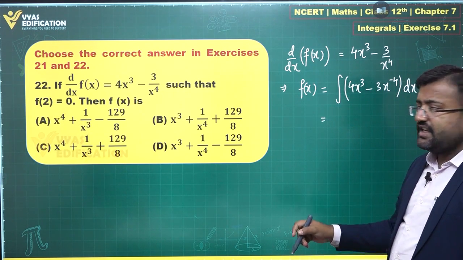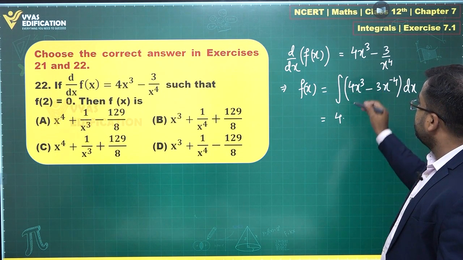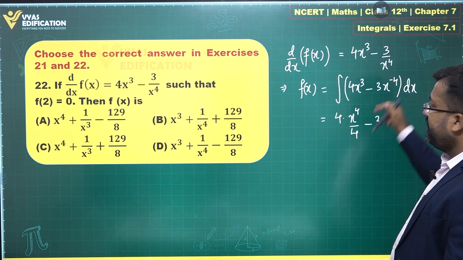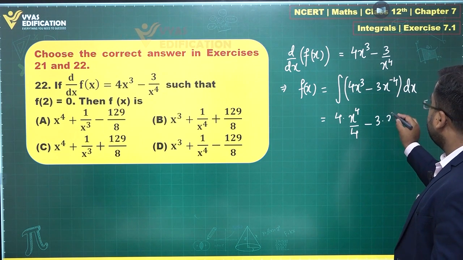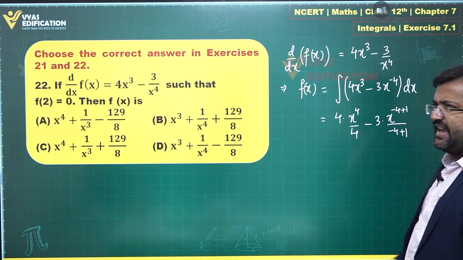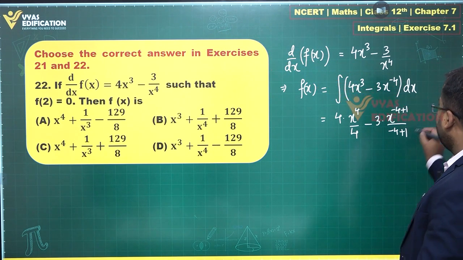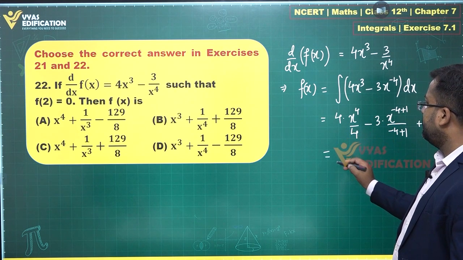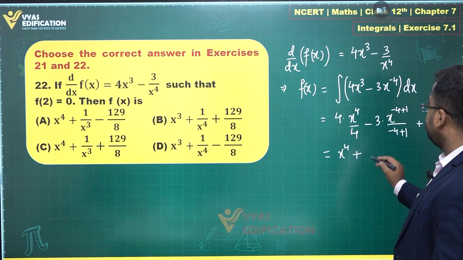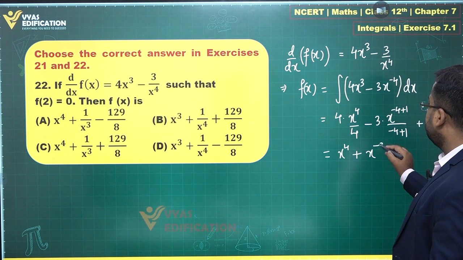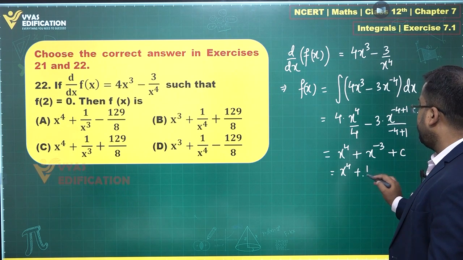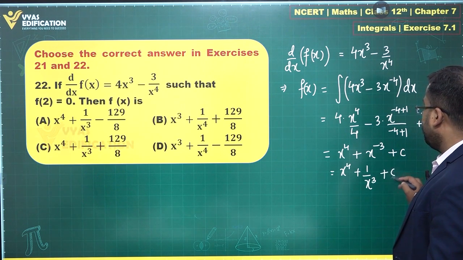Can we find the integral of this? Yes. This is 4 times the integral of x power 3, which is x power 4 upon 4, minus 3 times the integral of x power minus 4. So, that will be x power minus 4 plus 1 upon minus 4 plus 1, x power n plus 1 upon n plus 1, plus a constant of integration, right? So, this becomes x power 4. This minus 3 will become plus x power minus 3 plus c. It can be written as x power 4 plus 1 upon x power 3 plus c.